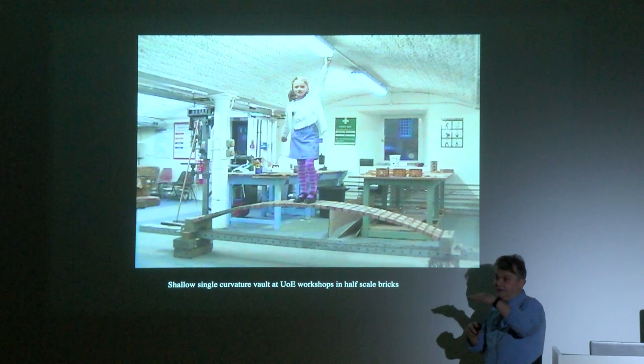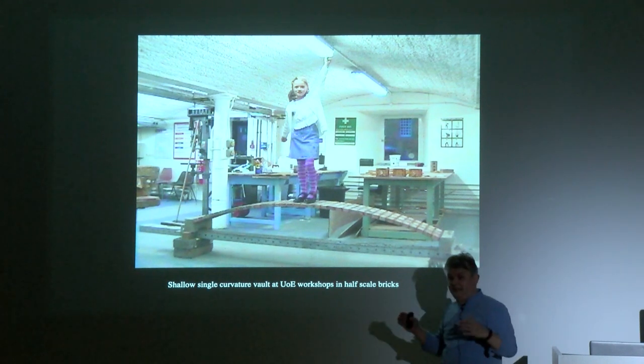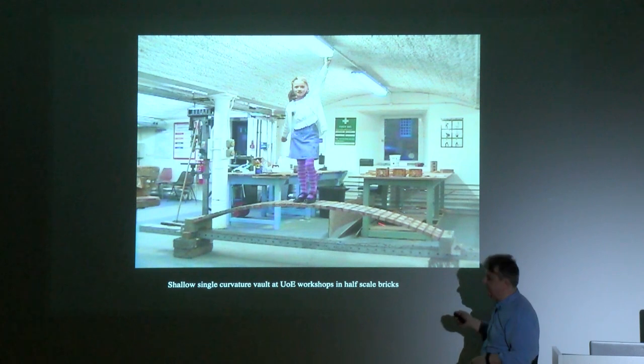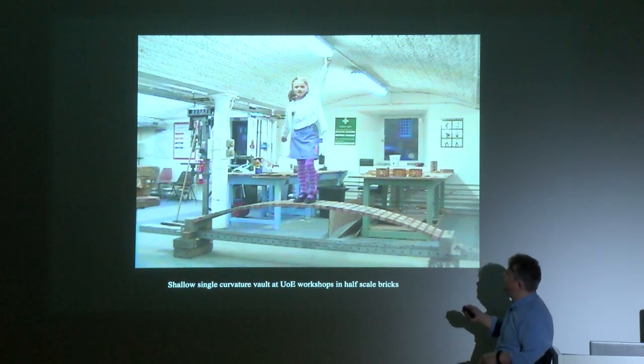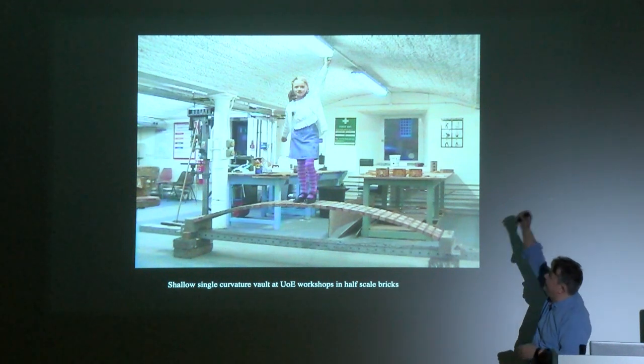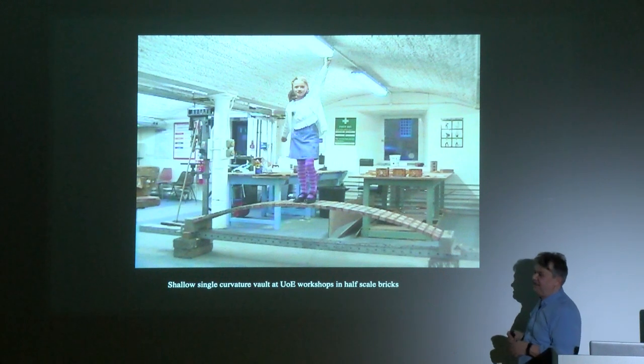The shallower the vault, the greater the forces, and the more it wants to distort. If you have a deep vault, the forces are much less. So this is the worst kind of condition for the vault, but it works. And my daughter, who's now no longer that size, is standing on it. She's actually hanging from the roof. She's not really standing on it.